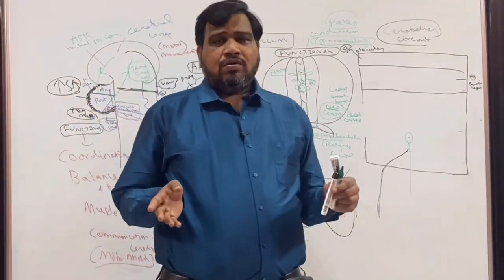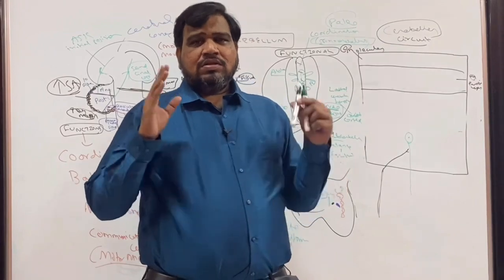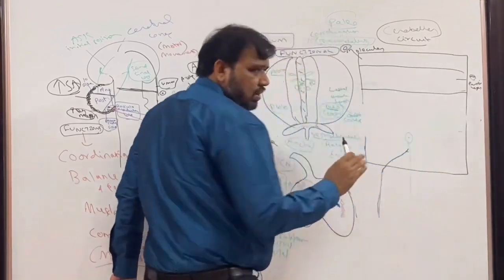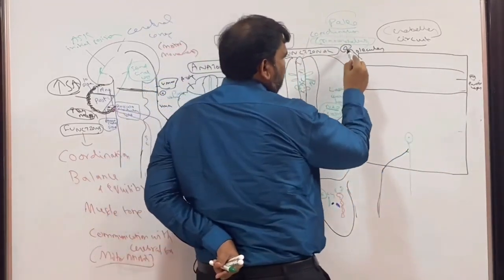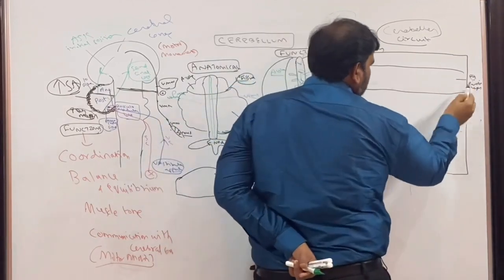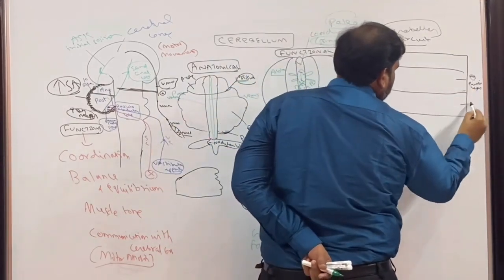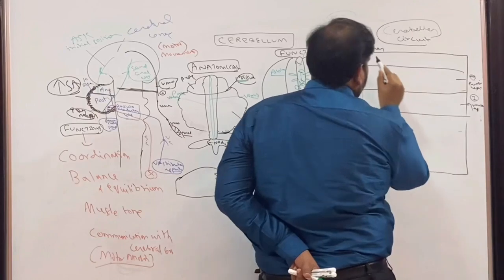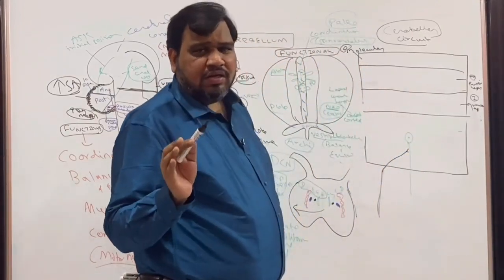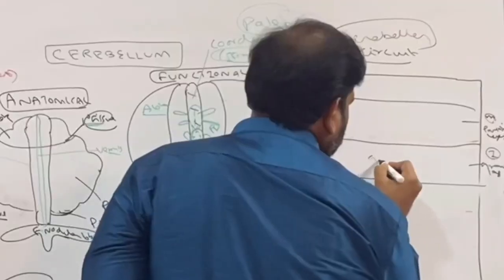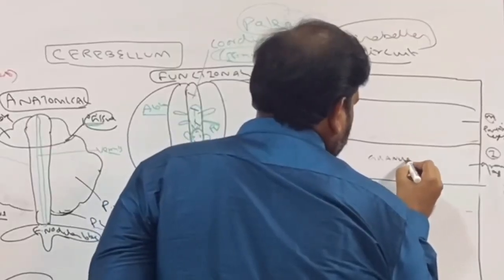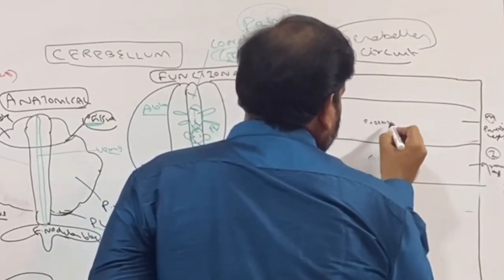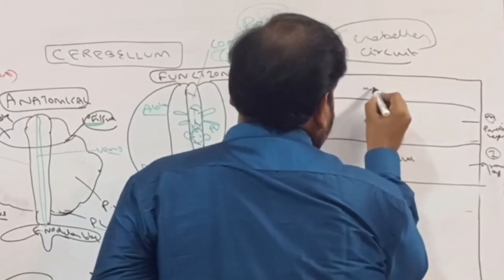Now we will go into the cerebellar circuit. The cerebellar cortex is divided into three layers, as I have drawn here. O for the outer molecular layer, the middle Purkinje layer, and I for the inner granular layer. Note it down: outer molecular layer, middle Purkinje layer, inner granular layer.